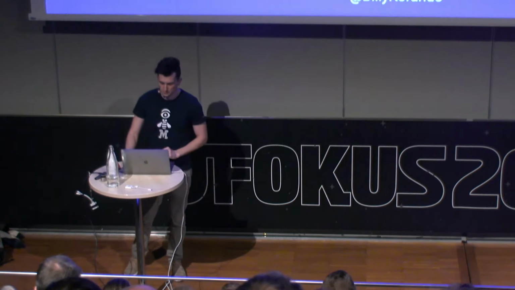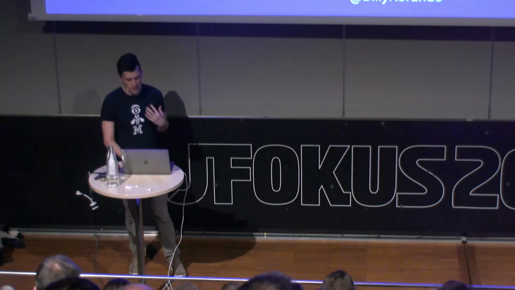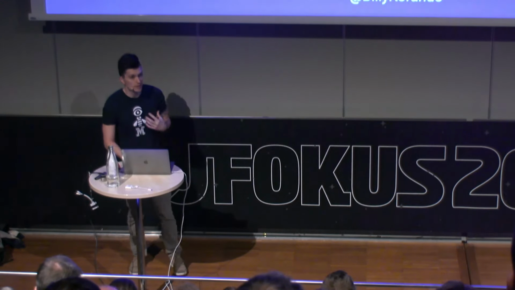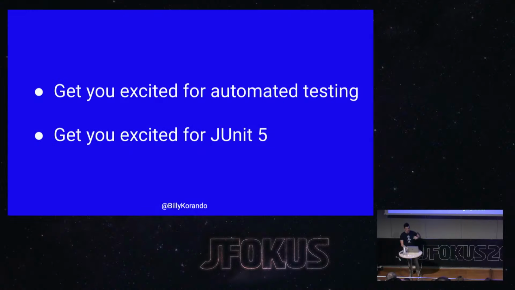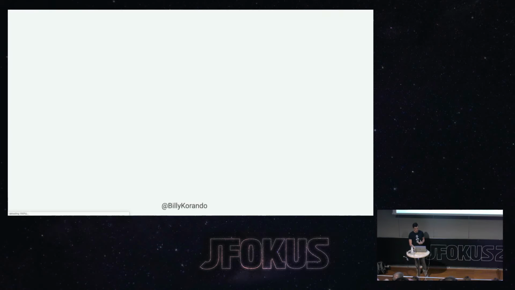So the goal of this presentation, I want to get you excited for automated testing. I'm guessing there is some general excitement given how many people have joined here. And then, of course, get you actually excited for JUnit 5 as well. If you're on JUnit 4, why should you consider moving to JUnit 5?